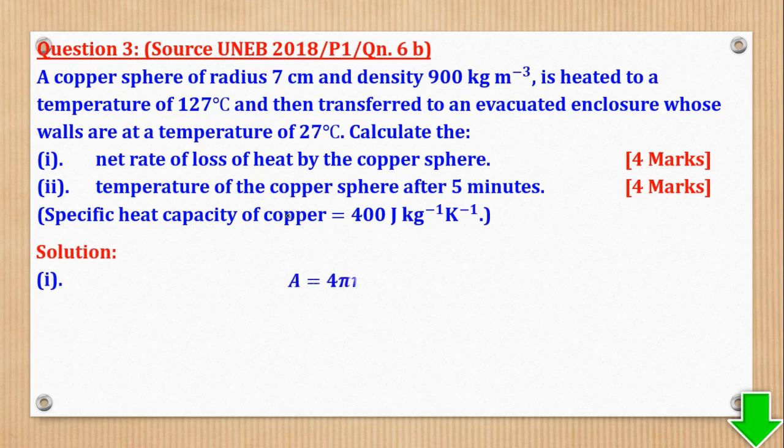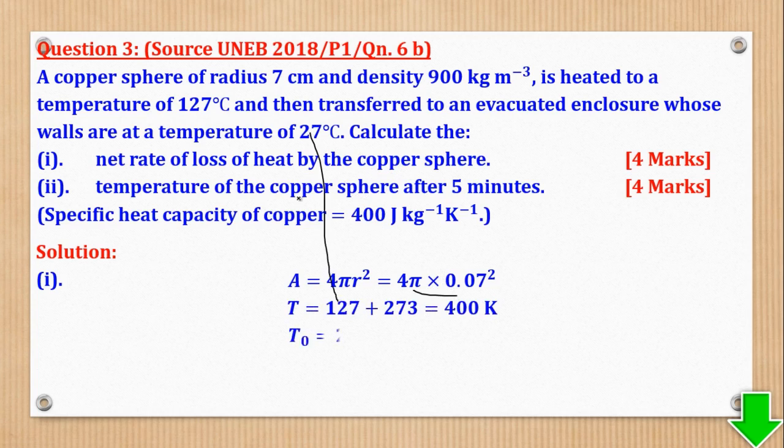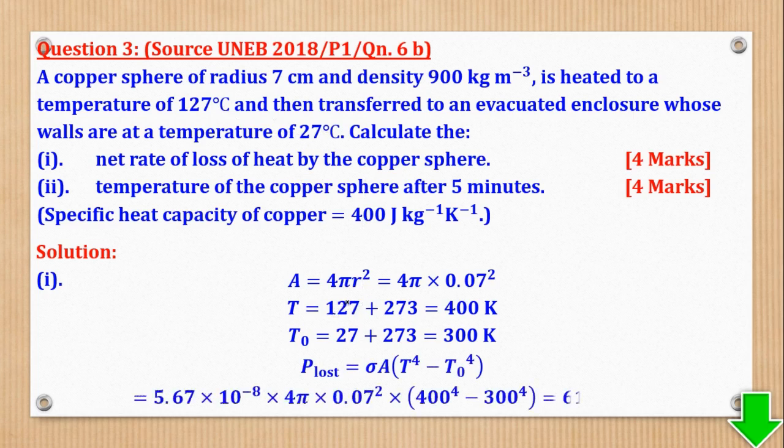So you start with Roman 1. Roman 1, so area or surface area of a sphere is 4 pi r squared. So it gives that. Temperature, convert this to Kelvin. Convert this to Kelvin and also convert this to Kelvin. Then you quote the formula and substitute. When you substitute, you come up with this as the rate of loss of heat, and that was Roman 1. For Roman 2, they want the temperature of the copper sphere after 5 minutes.